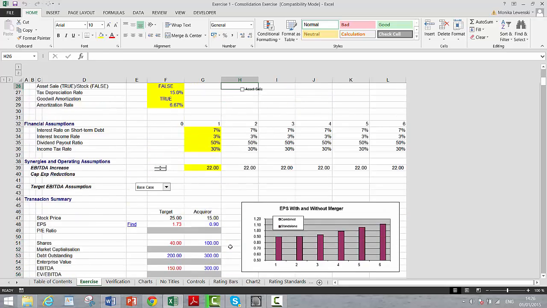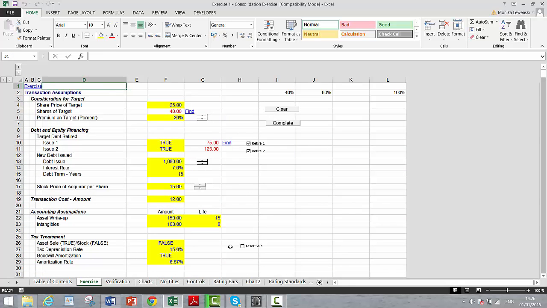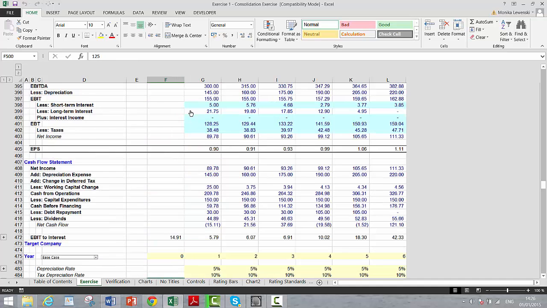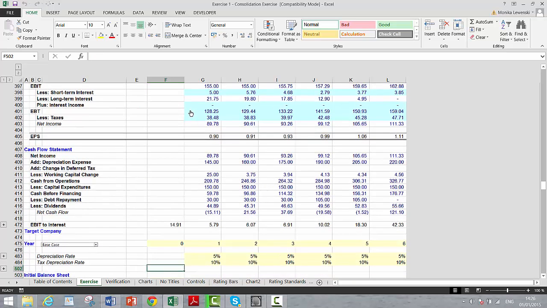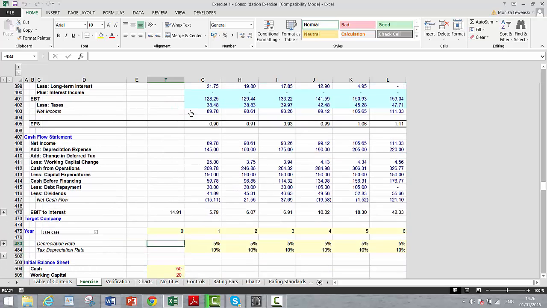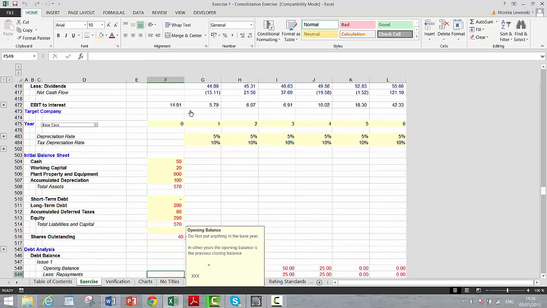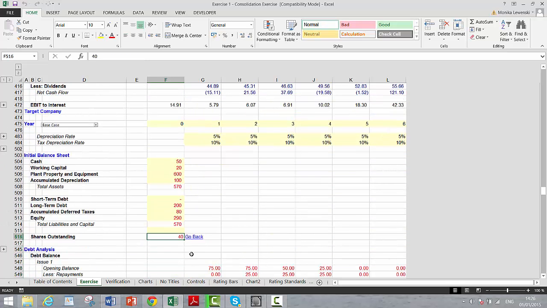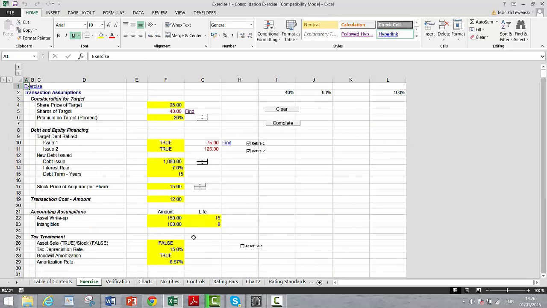So let's see what we started with. Well, here's the current share price of the target. Here are the shares of the target. I have a little thing that goes to the shares. Somehow, where are the shares of the target? There they are, somewhere here. Okay, and then it's supposed to say go back. I guess you do this with hyperlinks. I haven't used that in a long time. And then we said we were just going to start with a premium.